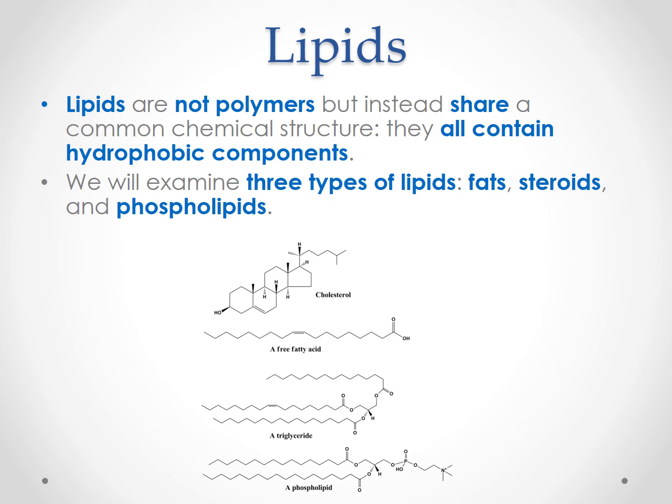Okay, so the next group, these are not going to be polymers. These are going to be just individual little carbon molecules, but they all share something in common, that they have hydrophobic components. And so these are the lipids. And so there are 3 different types of lipids: fats, steroids, and phospholipids. And so you can see the top here is a cholesterol. That is going to be a steroid. The triglyceride you see, that's a fat. And then on the very bottom, the phospholipids. So we're going to talk about the function and structure of each one of these.